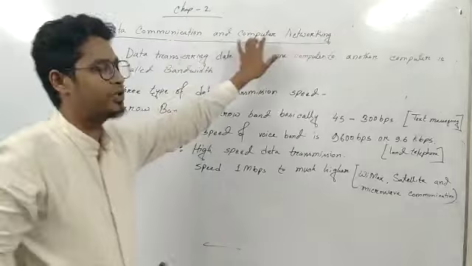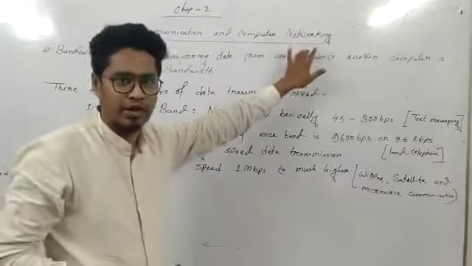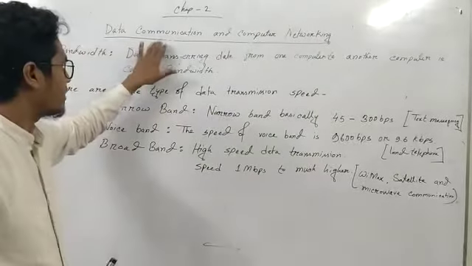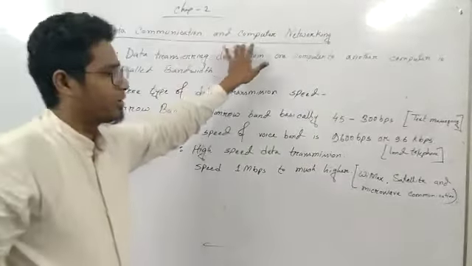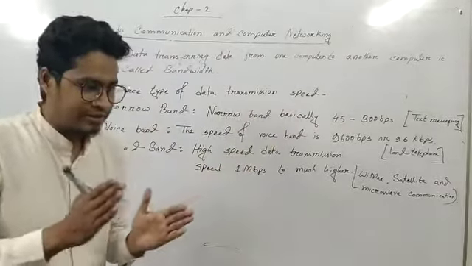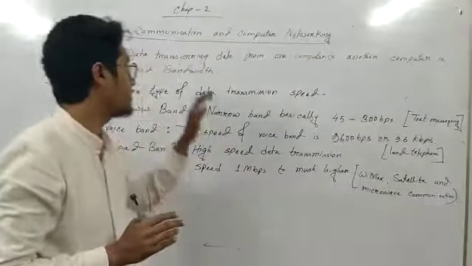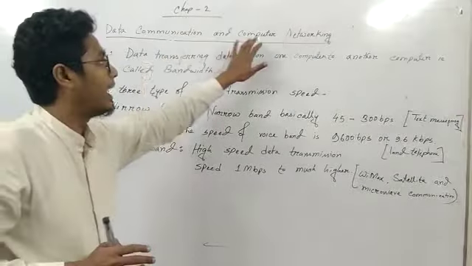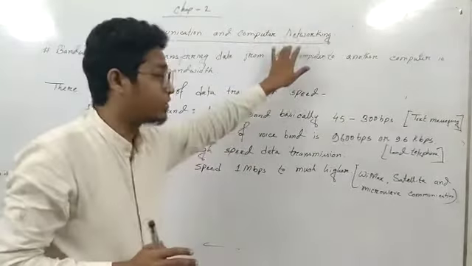Now first of all we are going to start chapter 2, and the name of chapter 2 is data communication and computer networking. In this chapter we are going to learn about data communication and computer networking. Data communication is one part and computer networking is another part, so this chapter will be divided into two parts.